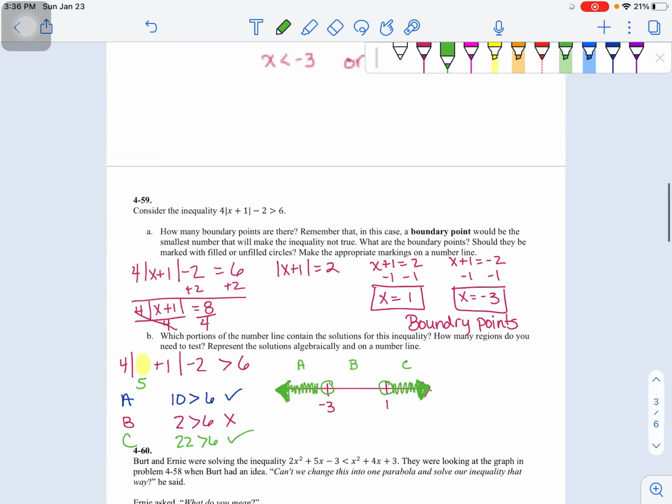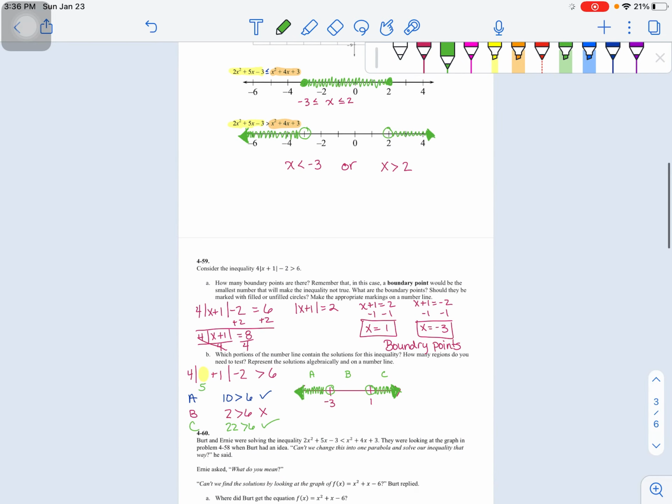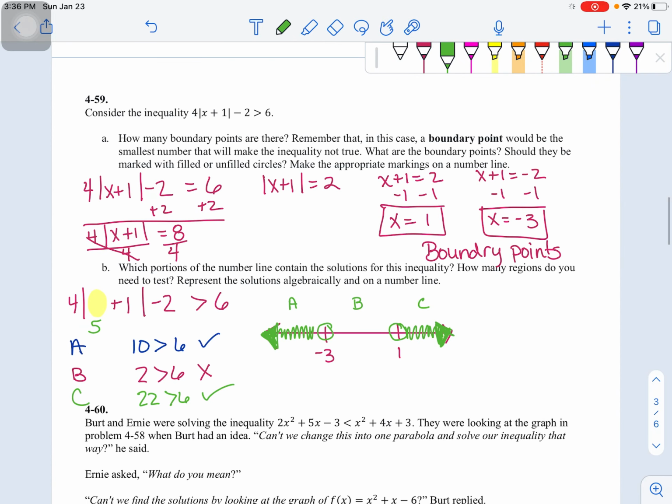And now, if you remember from up here, how we wrote it algebraically, we're going to do the same thing right here. x is less than -3 or x is greater than 1. So both of these are solutions. One's algebraic, one is a graphical explanation. But both of them show the same type of thing.